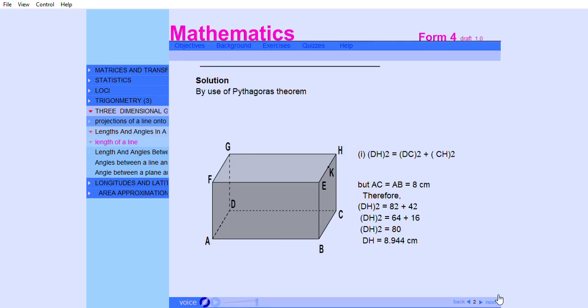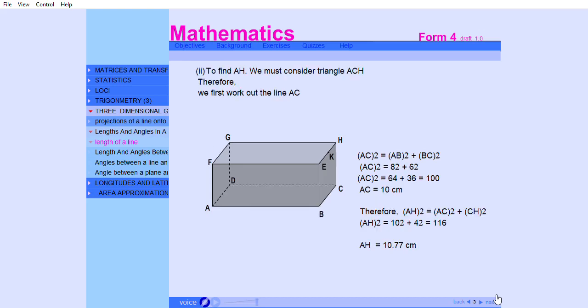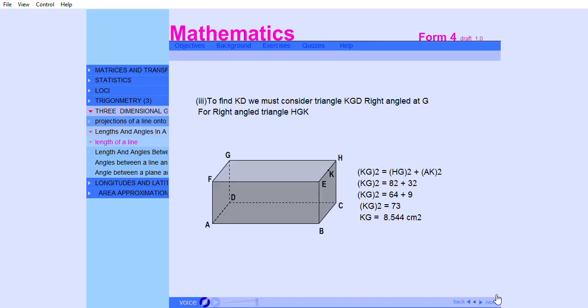In calculating the length of a line, we must consider triangle KGD in the figure below, right-angled at G. For right-angled triangle HGK, K is the midpoint of HG, then KG squared equals EH.